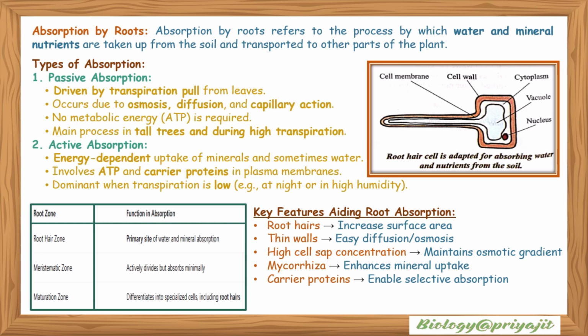So the root hair zone is the primary site for water and mineral absorption. The meristematic zone actively divides but absorbs minimal water and salt. And the third one is the maturation zone, differentiated into specialized cells including root hairs.